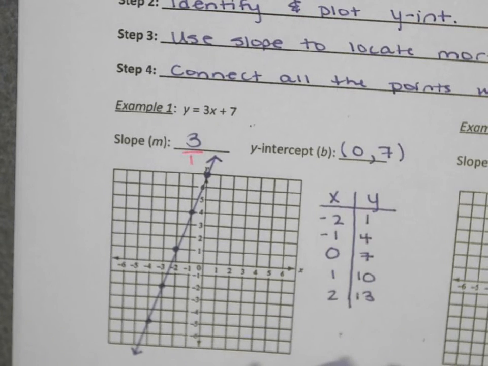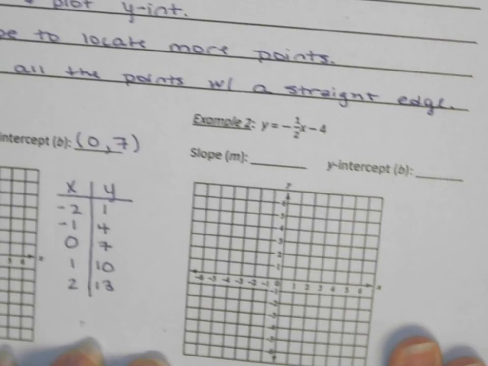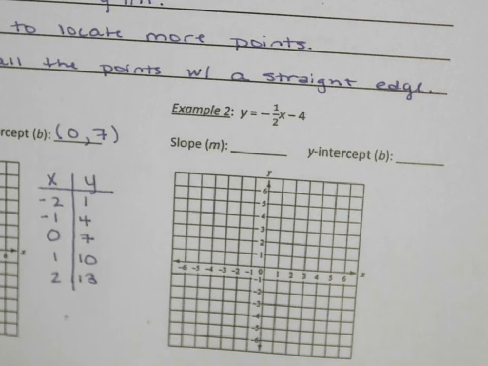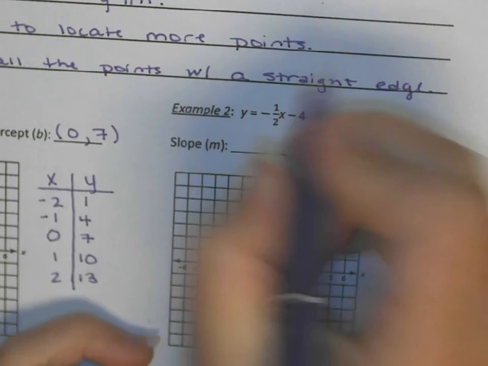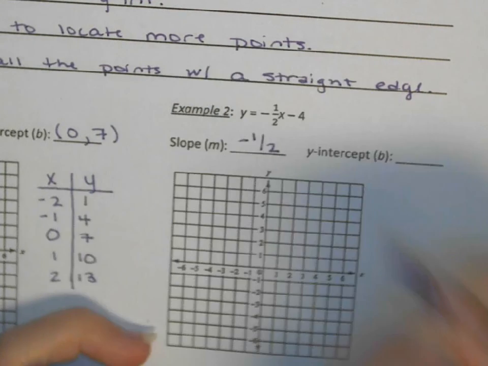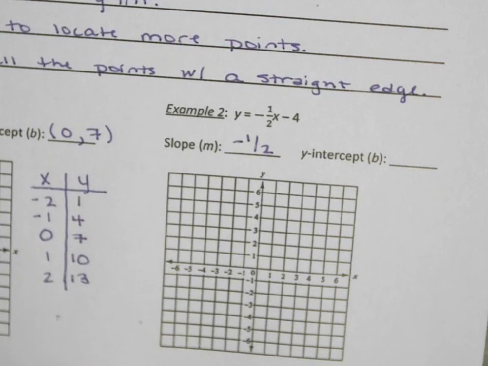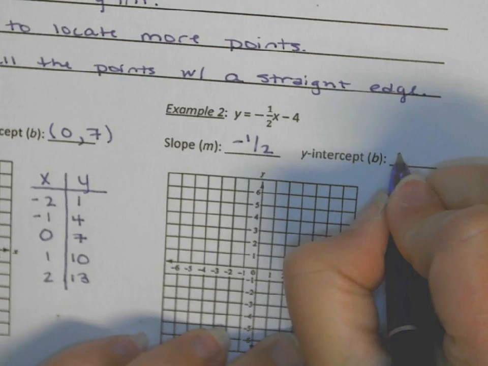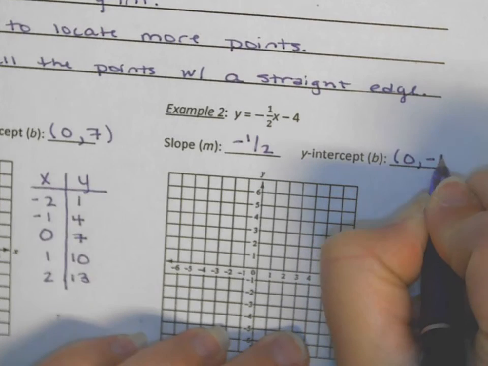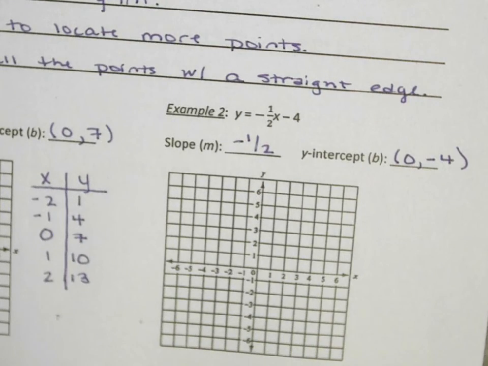All right, last example for the day. Example 2, y equals -1/2 x minus 4. What is the slope? -1/2. And how about that y-intercept? 0, -4. Good job on making sure you say that as a point. Okay? So, what do I do first to graph this?